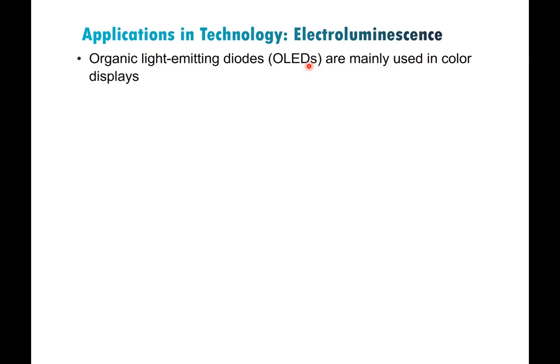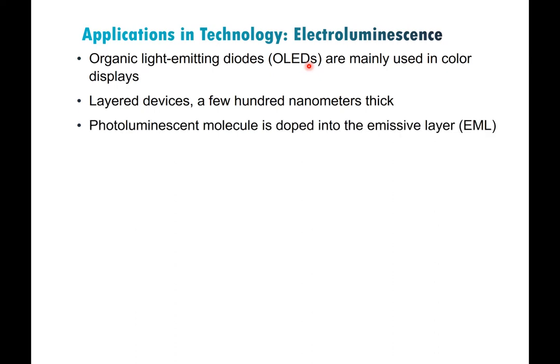It gives you better contrast, especially if you like Star Wars movies and things like that, where you're going to have all that dark background all the time. So OLEDs are layered devices, usually a few hundred nanometers thick, and they're of varying complexity. Really, at minimum, you just need 3 layers: an anode, a cathode, and an emissive layer. But in most cases, they're much more complicated than that.